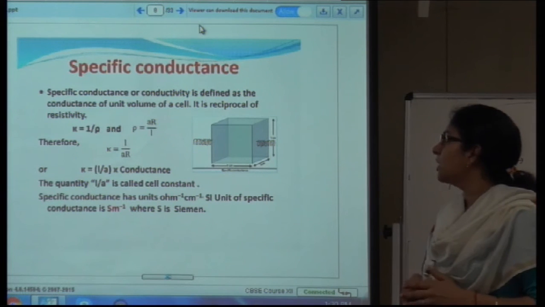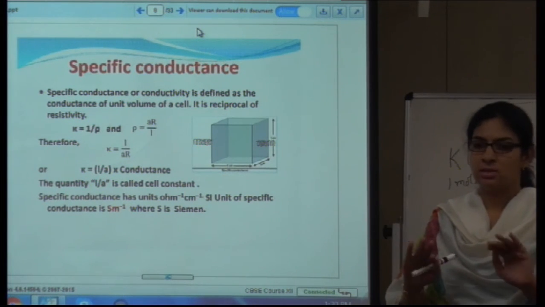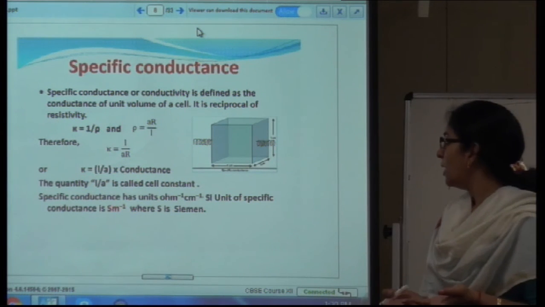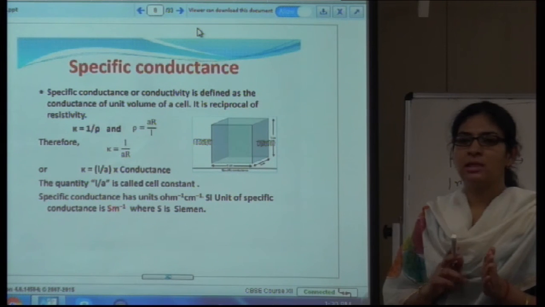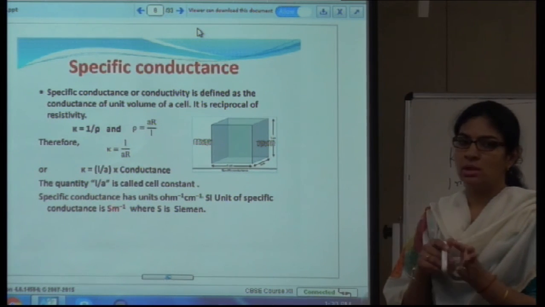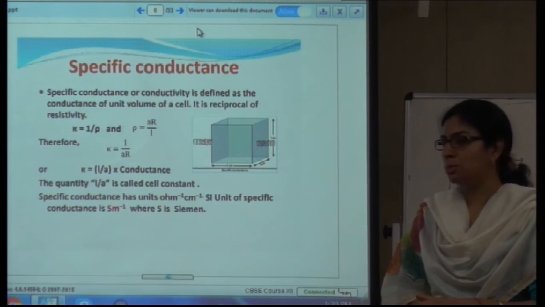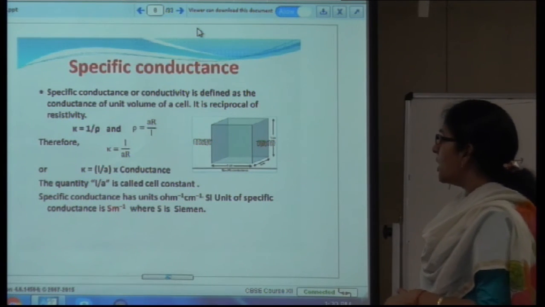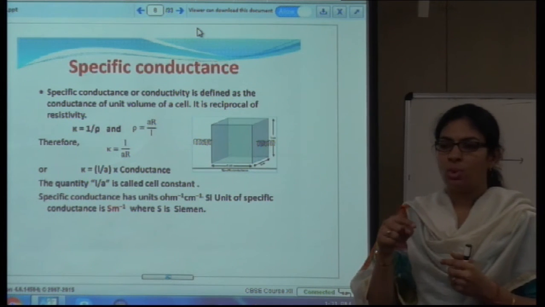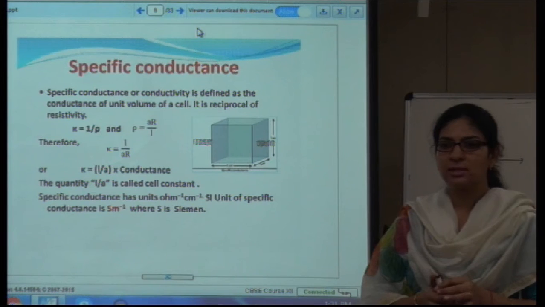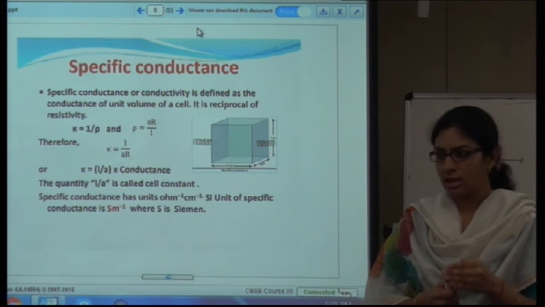We have specific conductance. Whatever you've done in resistance, just take the reciprocal of that. You know that if resistance is directly proportional to the length, conductance is inversely proportional to the length and directly proportional to the area of cross section. Therefore, we define a new quantity which is 1 by rho, that is called your specific conductance, or you call it conductivity also.